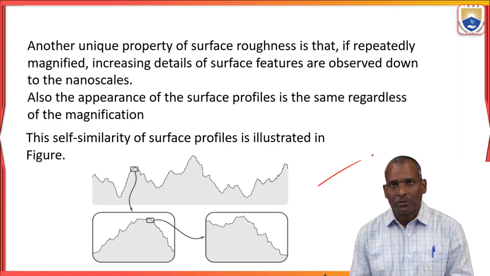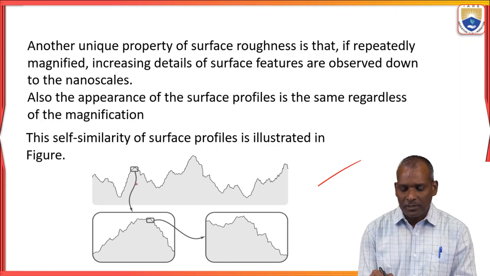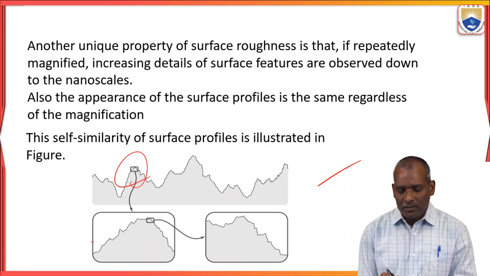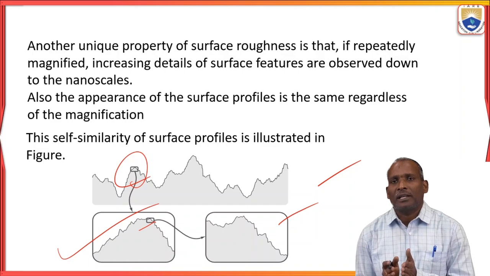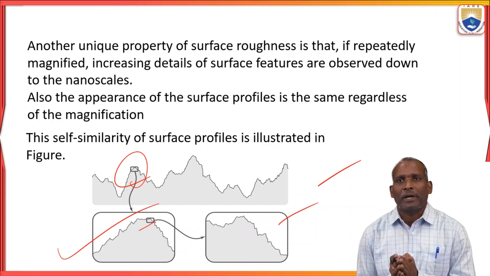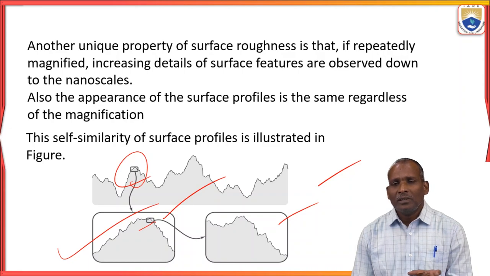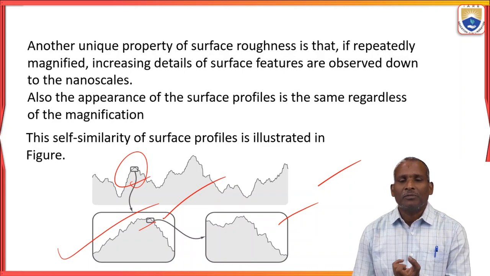See, in this diagram the similarity of the surface profiles is illustrated. In this magnified view, the rough surface looks like this, and electrical signals resemble and produce this type of profile. Clear? The appearance of the surface profiles is always the same regardless of the magnification. Here this contour roughness is magnified. Clear? That's why some electrical signals resemble white noise peaks. Clear?